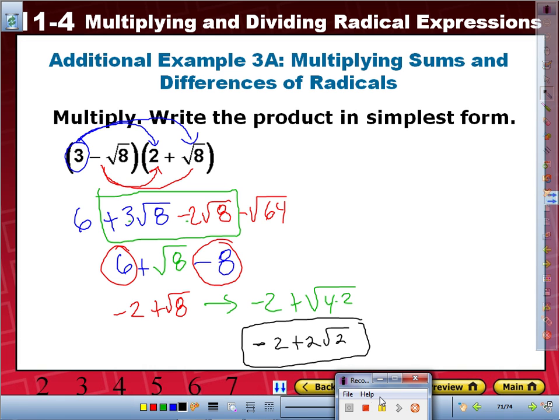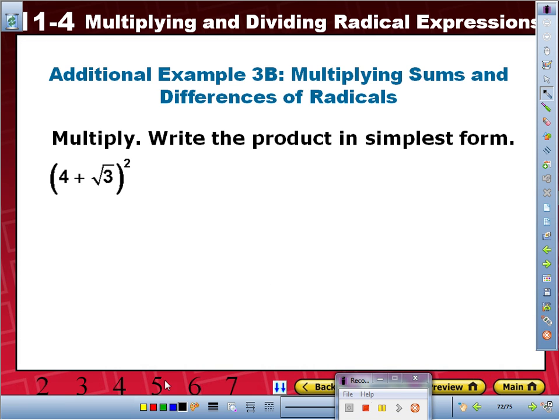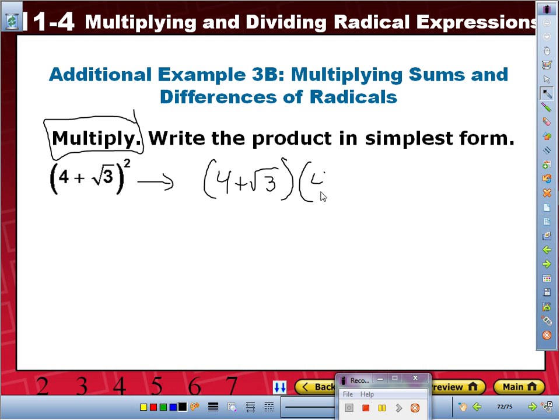Copy this next one, example 3b. Here we go. See if you can do this one on your own, but I'm going to get you started really quick. It says multiply. I just need to rewrite this first. This becomes 4 plus square root of 3 times 4 plus square root of 3. Why did I write it twice? Because it's squared. See if you can finish it from there. Go. Then after this, we'll start with a division one.